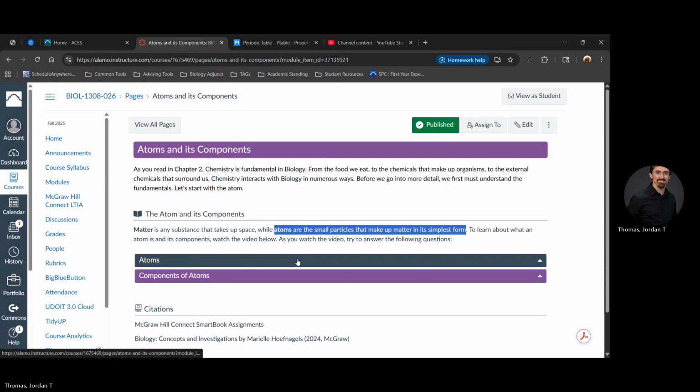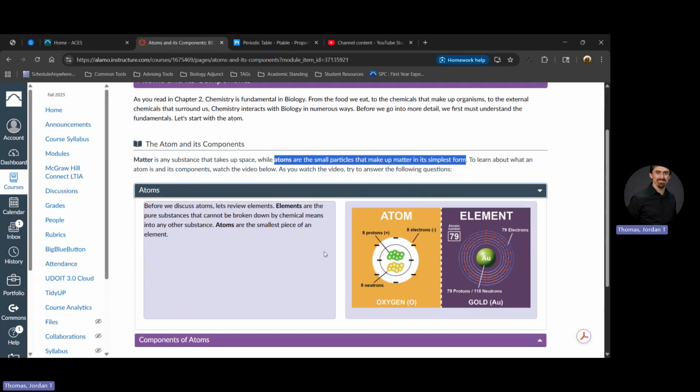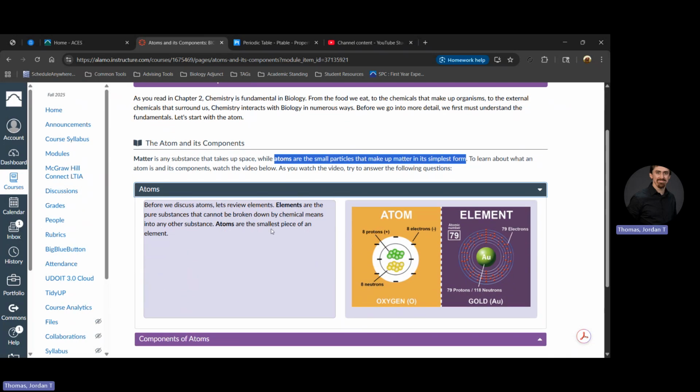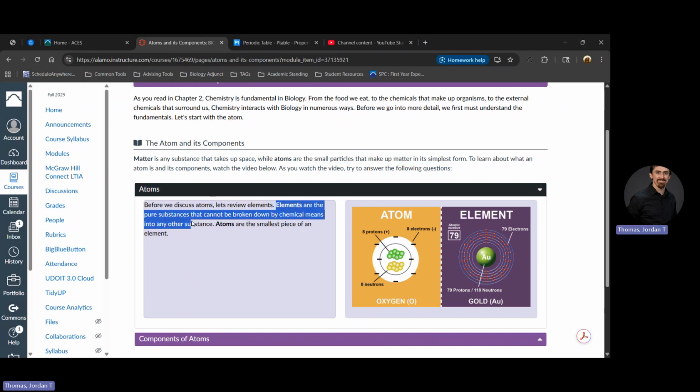Now, let's look at what atoms are and what elements are. So again, atoms are the smallest particles that make up matter in its most simplest form. But there are different types of atoms called elements. Elements are pure substances that cannot be broken down by chemical means. So each type of element is an atom with a different structure, and we'll go over that structure in a second.